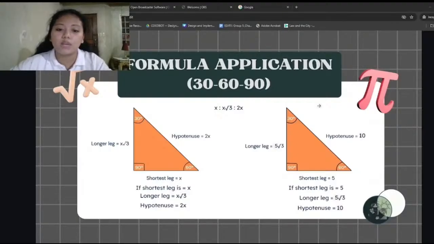Remember, start with the shortest side and then multiply by square root 3 for the longer one. And double it for the hypotenuse. And that's all. Next slide.